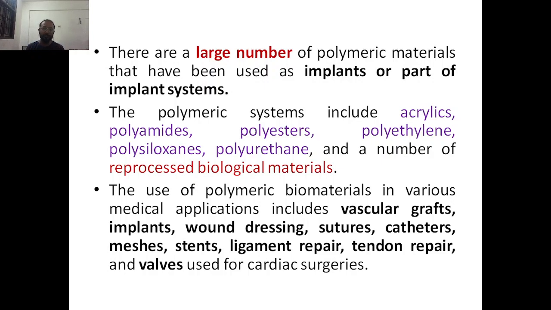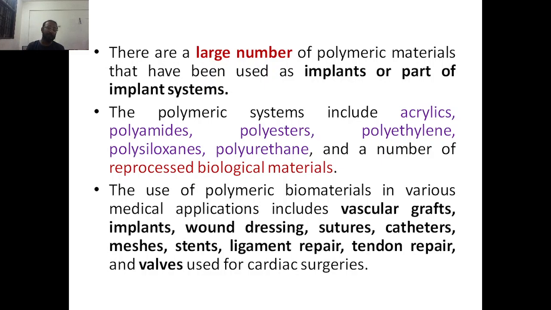A number of processed biological materials are also used, reprocessed biological materials, which means you can keep on using them. Now the use of polymeric biomaterials in various medical applications includes vascular grafts, implants and wound dressing, whenever you are dressing the wound, sutures and catheters, meshes, stents, and ligament repair.